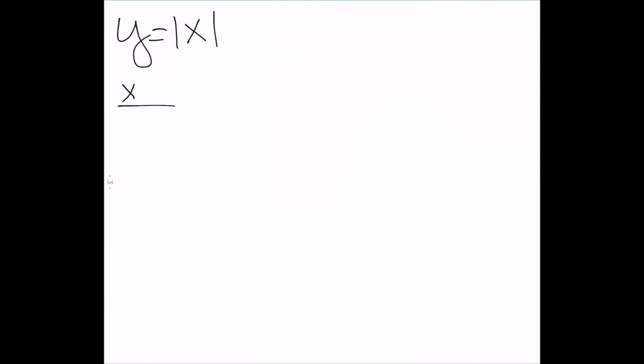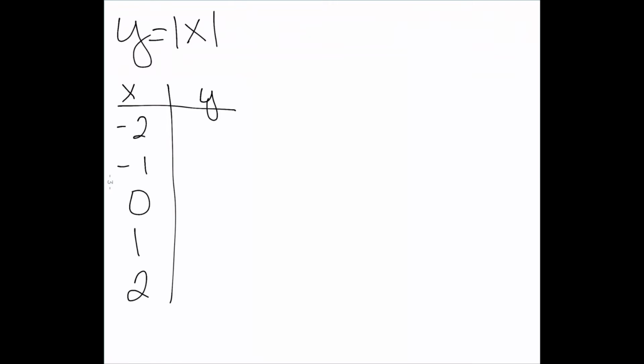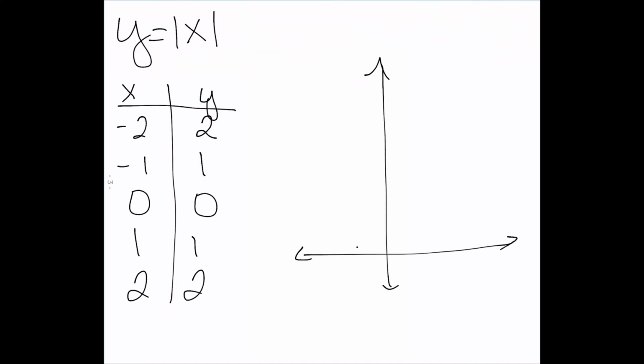Let's look at one more example. y equal to the absolute value of x. The absolute value just gets rid of the negative sign, so absolute value of negative 2 is 2, negative 1 would be 1, and then 0, 1, and 2. So as I'm graphing this, I have negative 2, 2, negative 1, 1, 0, 0, 1, 1, and 2, 2. We can then connect the dots to get the V shape of the absolute value graph.